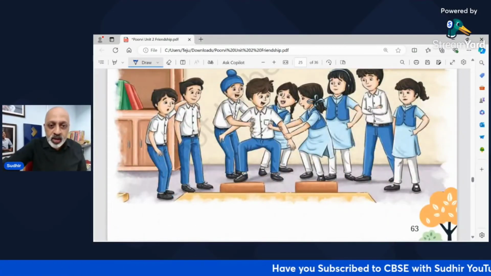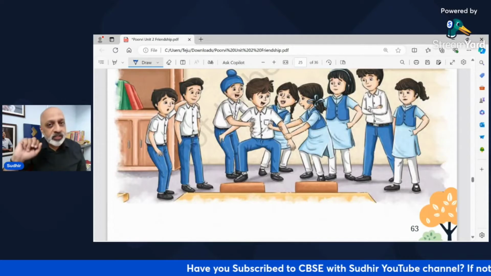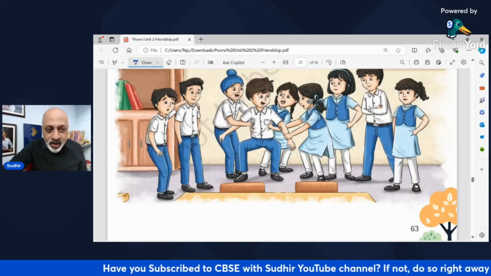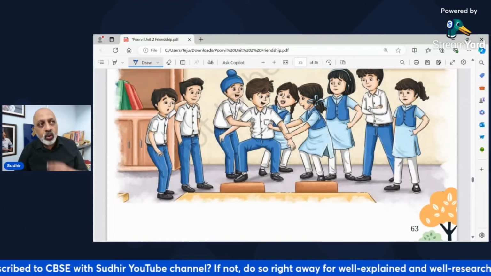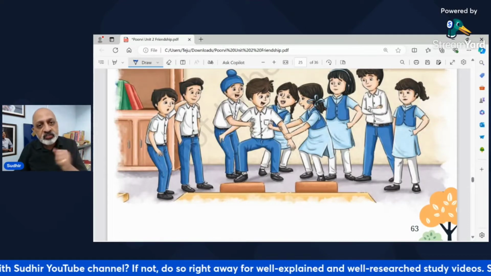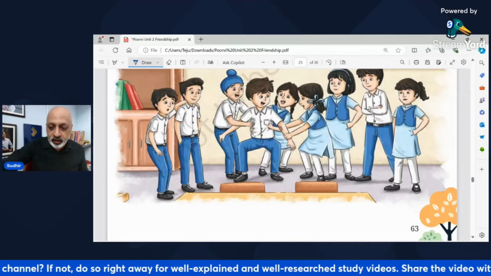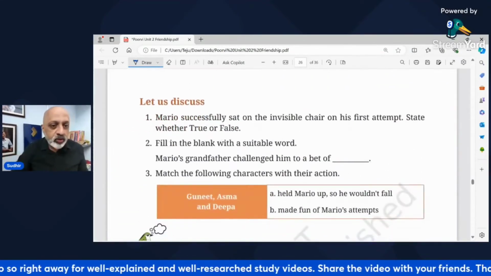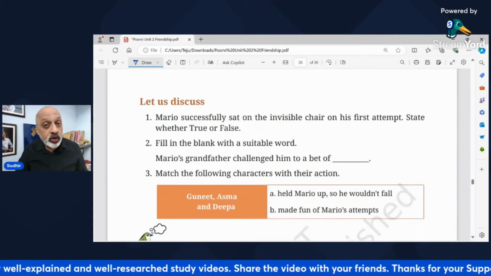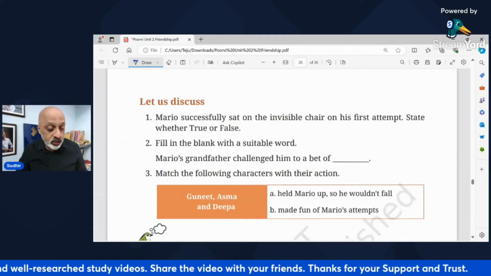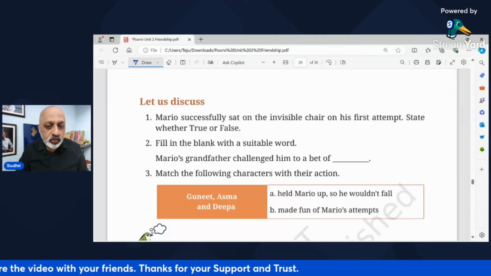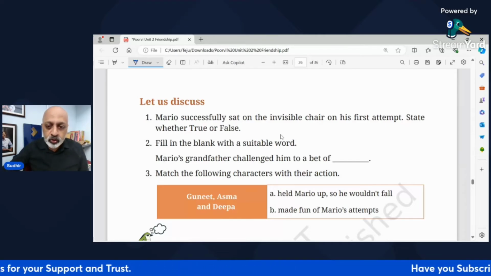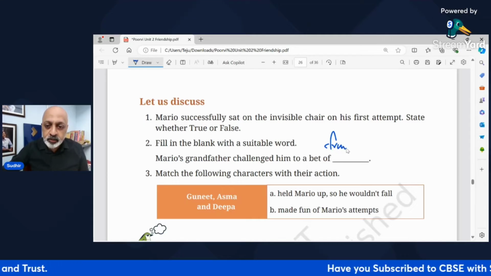So this is how, this is Gunit, this is Asma, and this is Deepa who hold. And you look at the other 5 students. Oh, they are looking, oh, they are his friends. We are not his friends. Okay. Now, Mario successfully sat on the invisible chair on his first attempt. State whether it's true or false. It's not true. It's false because he fell down. Fill in the blank with a suitable word. Mario's grandfather challenged him to a bet of fruit chaat. This is pretty easy.